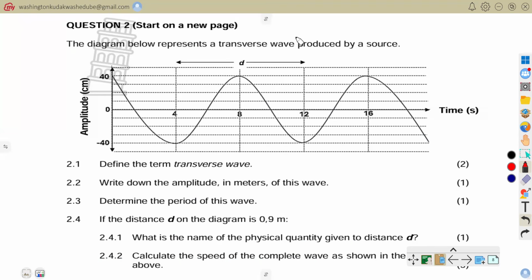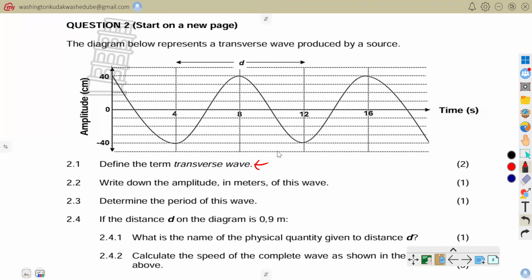So now we want to check our comprehension, if we have understood what we define as a transverse wave, what we define as the amplitude, the wavelength, and the period of the wave, and how we calculate it and identify it if we are given a graph. So now let's answer the following question. Question number 2 was saying, from the given diagram above, which represents the propagation of a transverse wave that was produced by a certain source, define the term transverse wave.